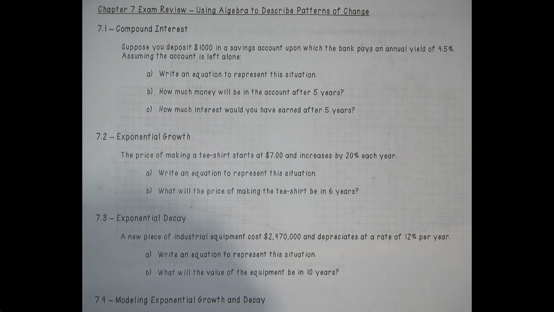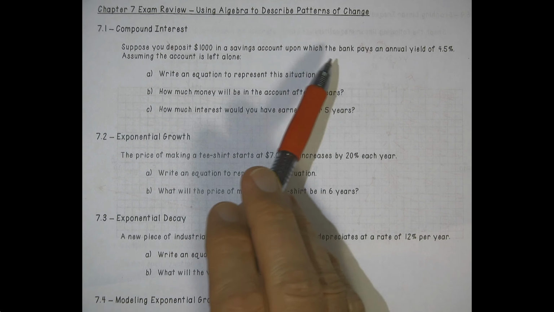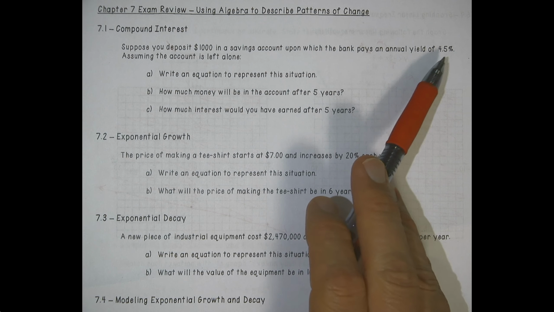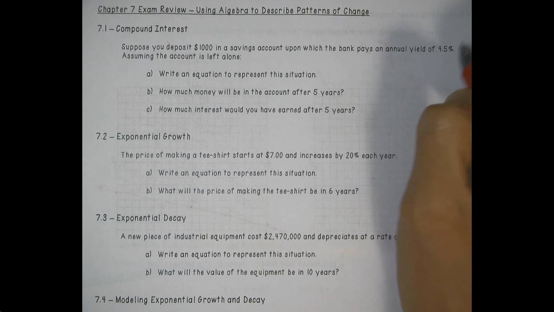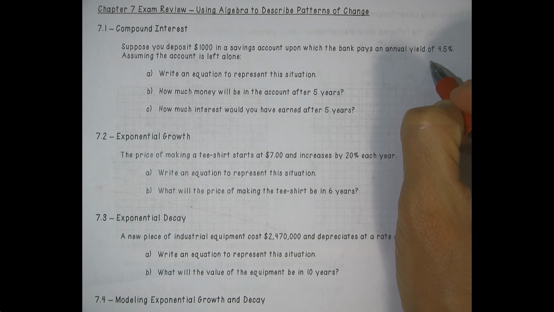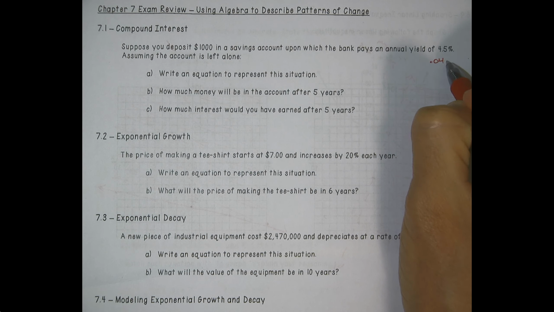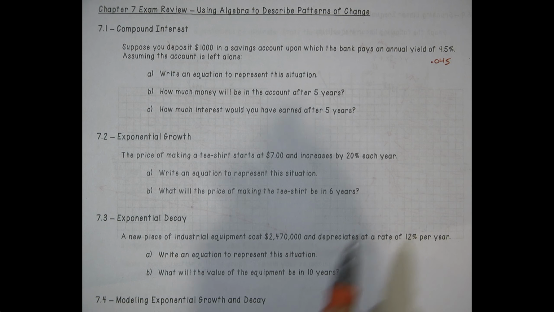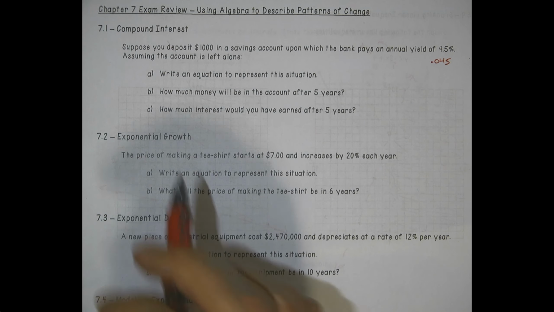So suppose you deposit $1,000 into a savings account. That's your principal, and upon which the bank pays an annual yield of 4.5%. Remember that these turn to decimals. We move it 2 to the left, so 0.045 is 4.5%. That's going to be a decimal version of it.